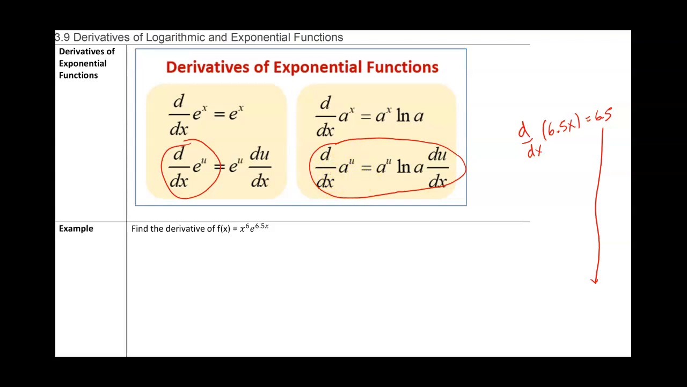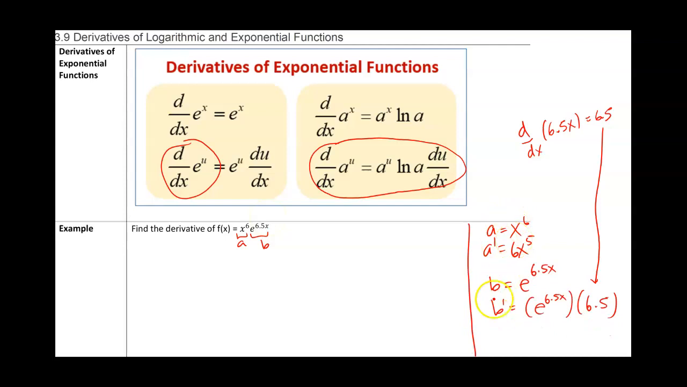Okay, so our first example, we want to take the derivative of x to the 6th times e to the 6.5x. So our a is going to be the first term, which is x to the 6th, and our b is going to be the second term, which is e to the 6.5x. Now on the side, let's write down our a prime, b prime. A is x to the 6th, so a prime should be easy. It's the power rule of derivatives, so the 6 comes down, we get 6x to the 5th.